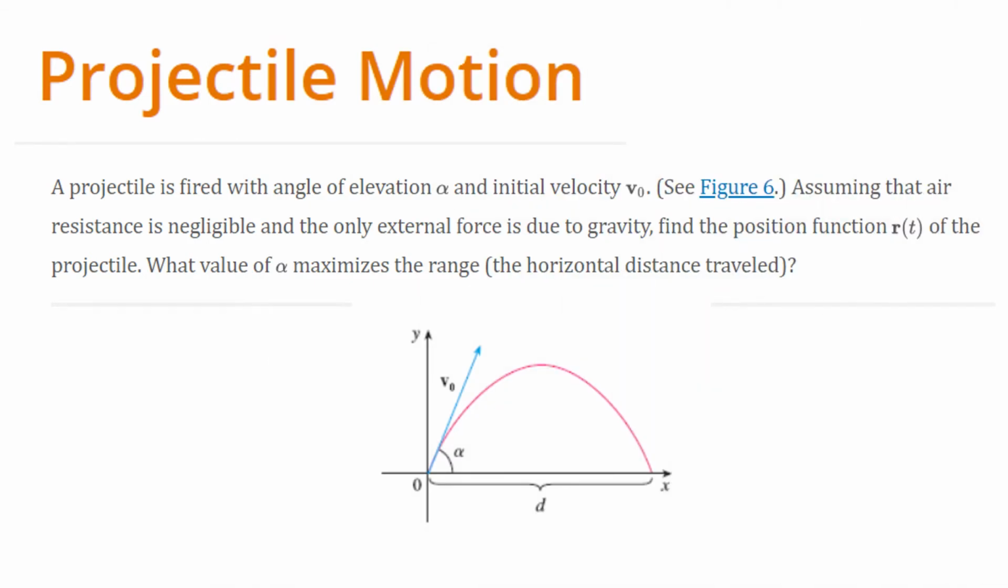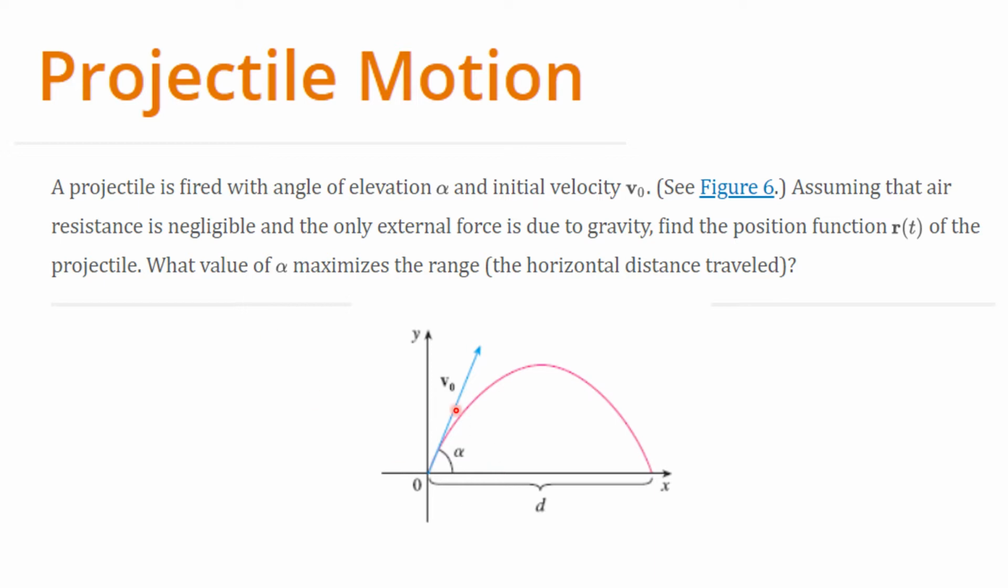So we'll talk about projectile motion. A projectile is fired with an angle of elevation alpha. So you see that's the picture that we get here. The angle of elevation is alpha from the horizontal, and the initial velocity is v0. Now note that v0 is bold-faced, so that is a vector. It has horizontal and vertical components. And you're assuming that the air resistance is negligible. That's important. And that the only external force is due to gravity.